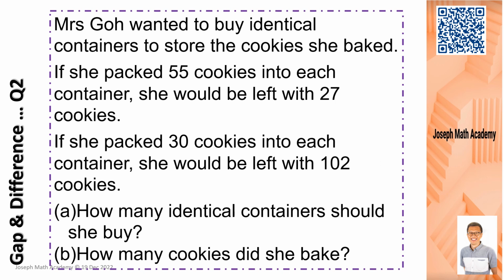I think it's quite a scary thing to do if we use common multiples, because we have to list the multiples of 55, and then after that plus 27 to each listing. Then we have to list the multiples of 30, and then add 102, and then find a common total. I think it is a very tedious process. So to do this question in a faster, more efficient, more effective way, I truly recommend gap and difference. Highly recommended.